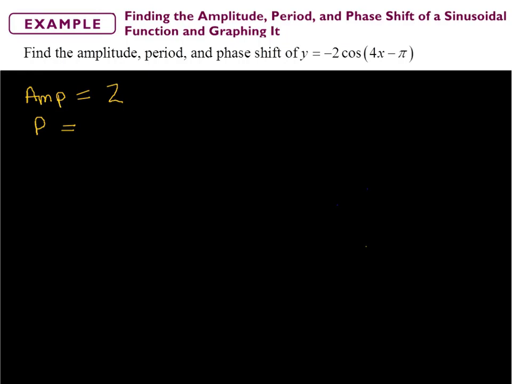Yes, very good. The period is pi over 2. So why is it pi over 2? Here's what we're going to do. I'll do it in a minute. And then the phase shift. What's the phase shift?